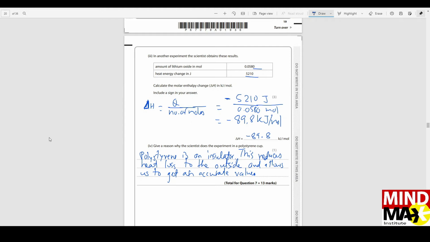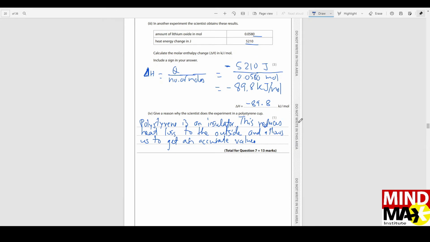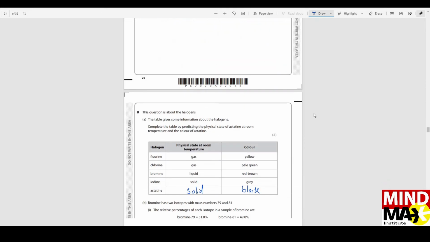Give a reason why the scientist does the experiment in a polystyrene cup. Polystyrene is an insulator. That means the heat loss to the outside would be prevented. That would give us a more accurate value.